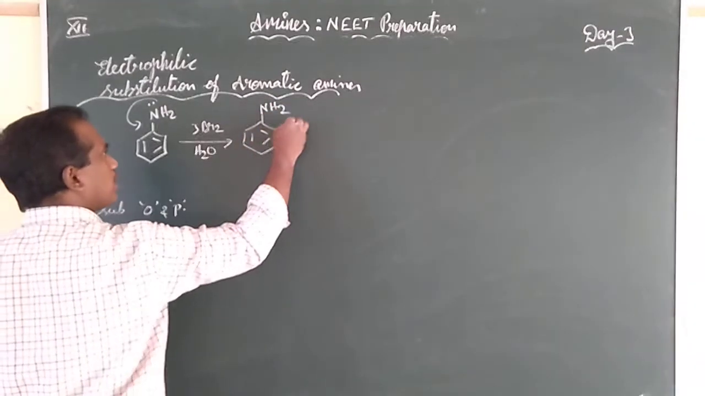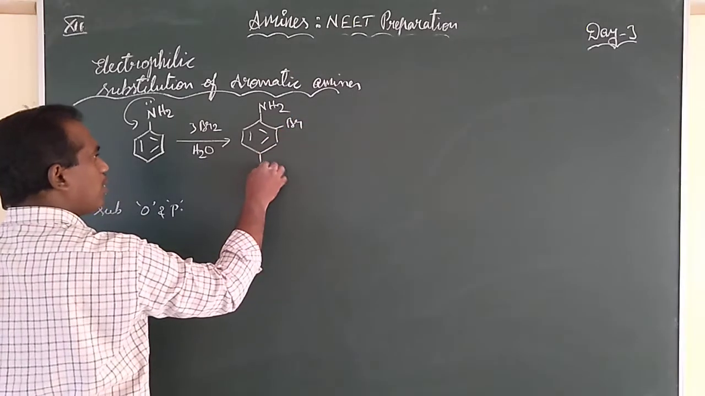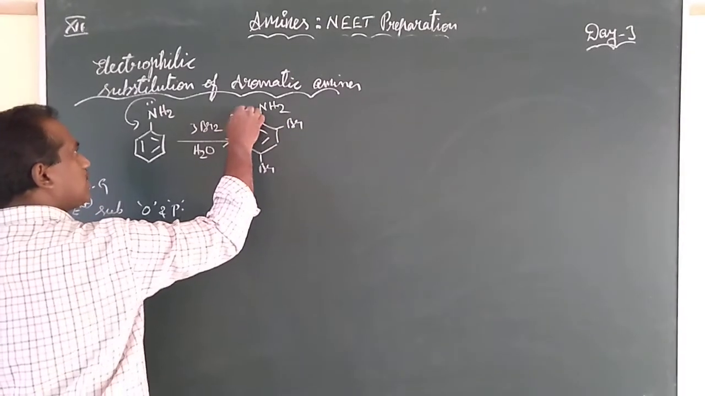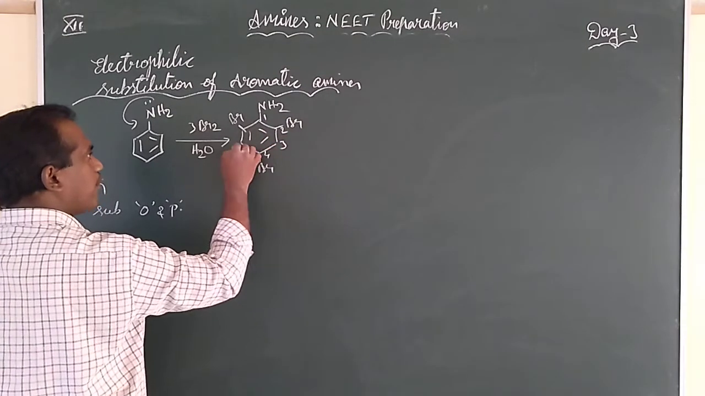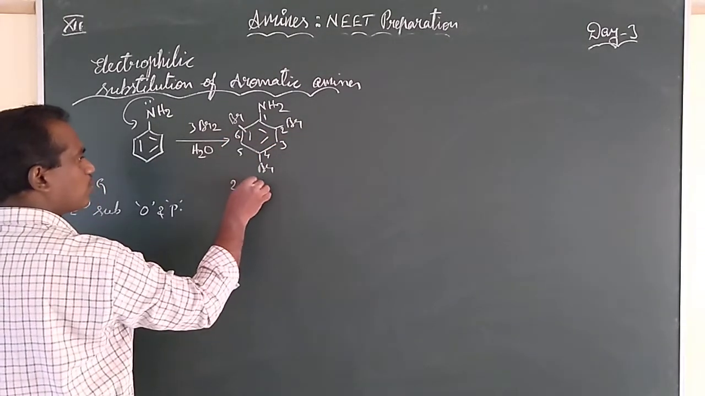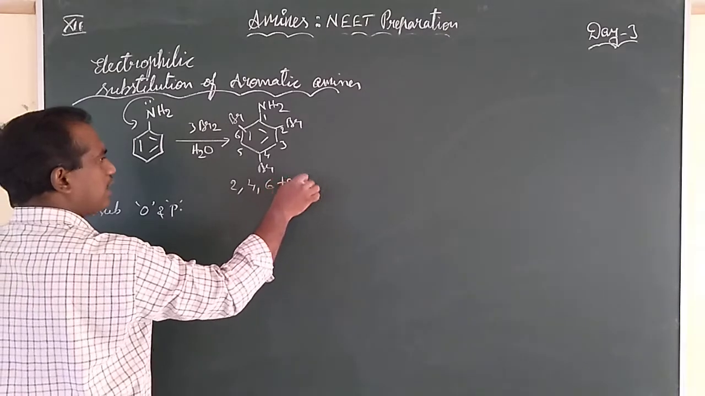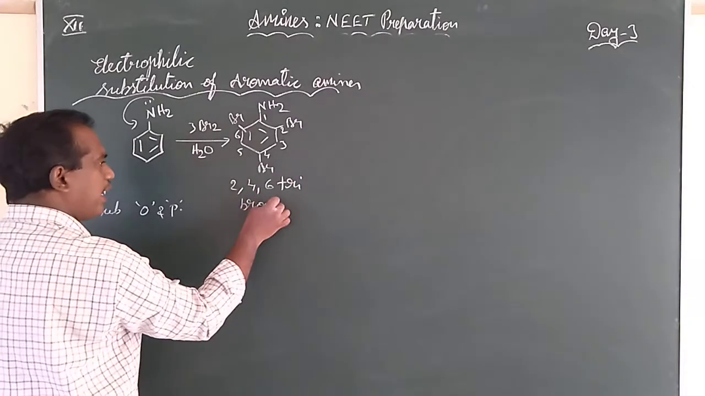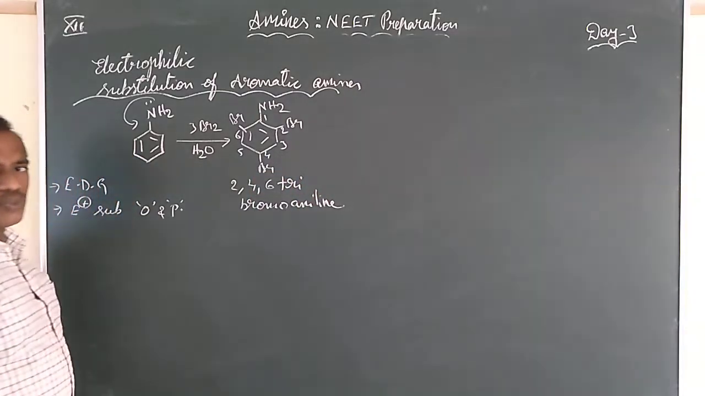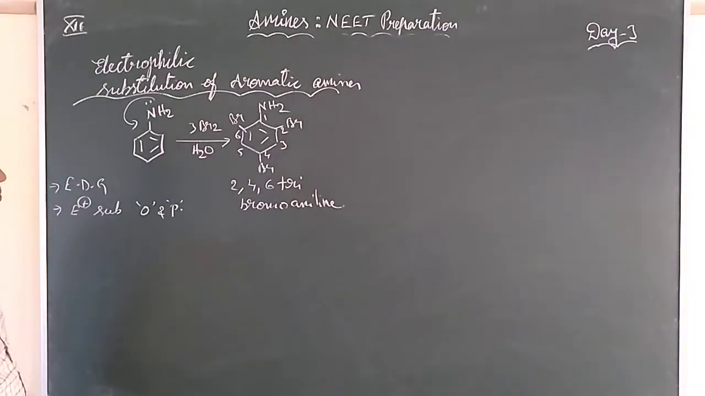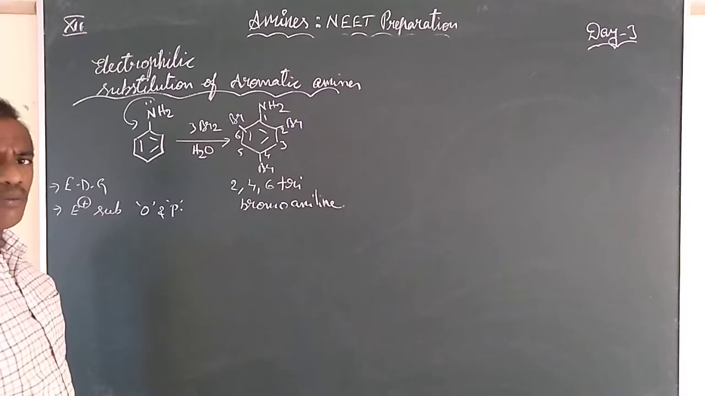What is the product called, students? 2, 4, 6. Here we start 1, 2, 3, 4, 5 and the 6. 2, 4, 6 tribromoaniline. So that's the point to study. And then you can understand one more point.